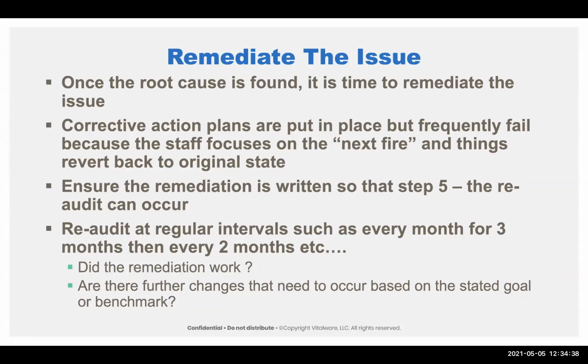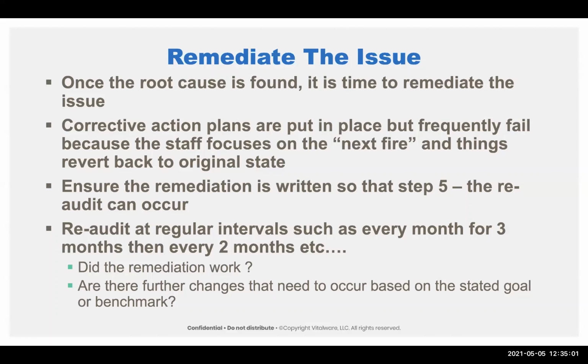Corrective action plans are put in place but fail because all of a sudden you have a system upgrade, or the CFO wants something else, or you're starting a new service line, you get distracted. So I call it the shiny object syndrome in the hospital. This was shiny last week, but now it's kind of dull. We've got to get on to the next thing.